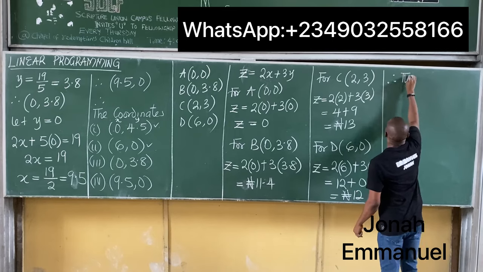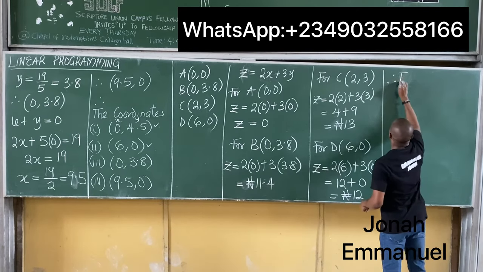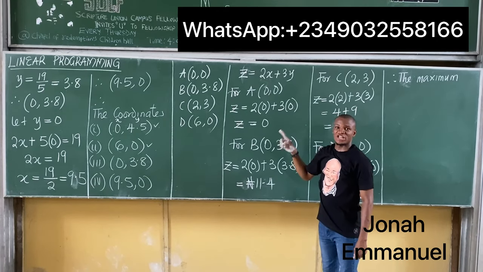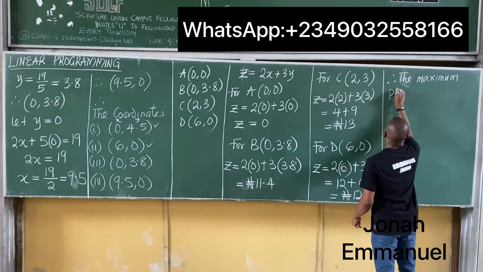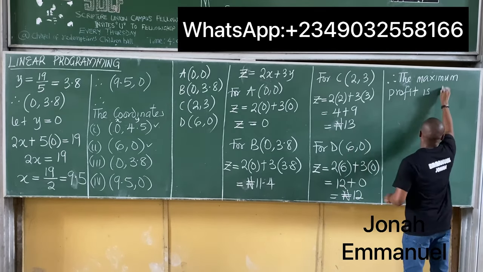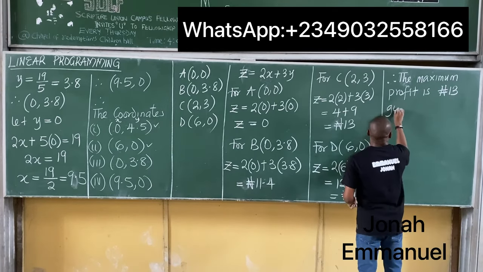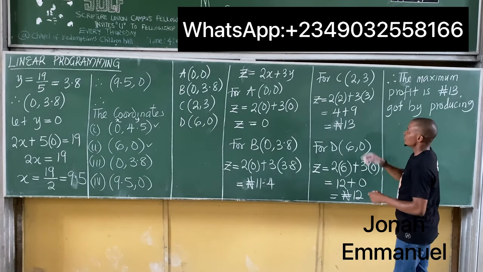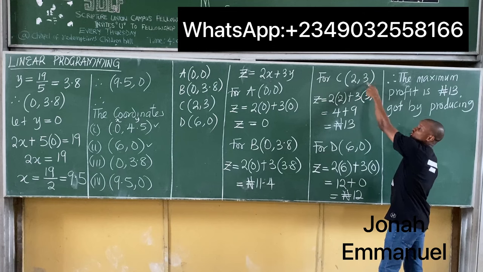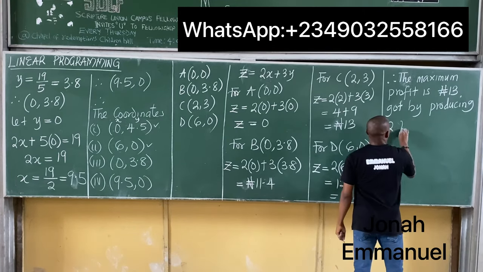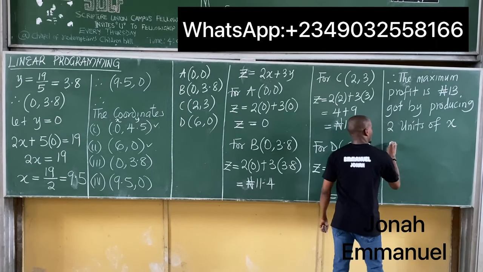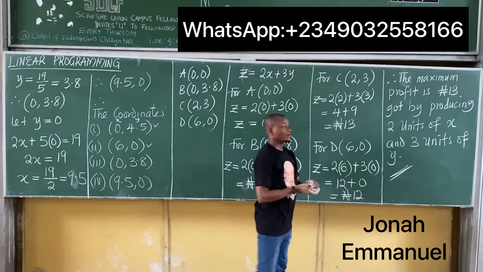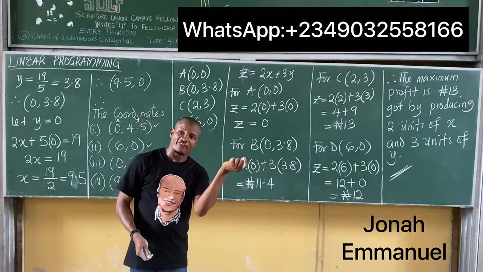Therefore, the maximum value, please put this in white when you're done. Therefore, the maximum, don't forget, we said Z meant what there? Profit. It was called the profit function. Therefore, the maximum profit is how much? 13 Naira, which is got by producing 2 units of X and 3 units of Y. So that's the answer. The maximum is 13, got by producing 2 of X and 3 of Y.